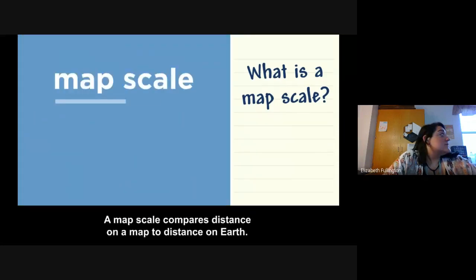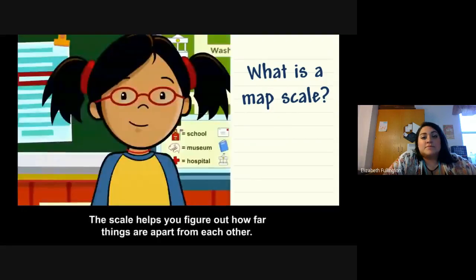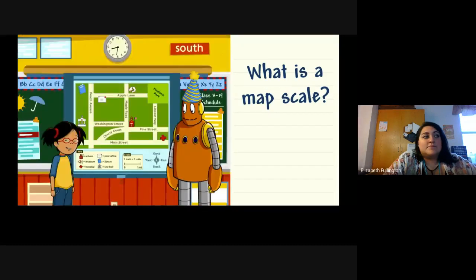A map scale compares distance on a map to distance on Earth. The scale helps you figure out how far things are apart from each other. You often find the scale in the map key.